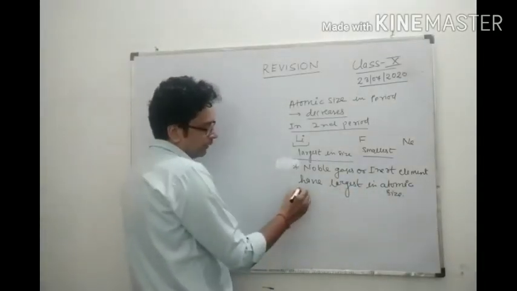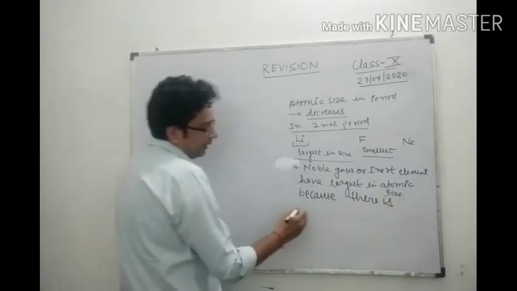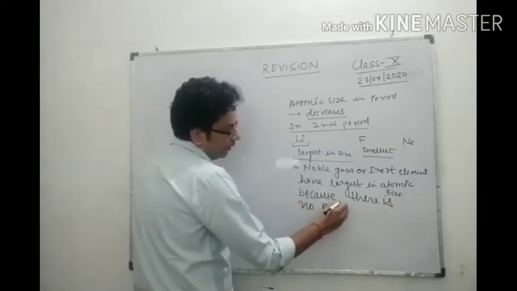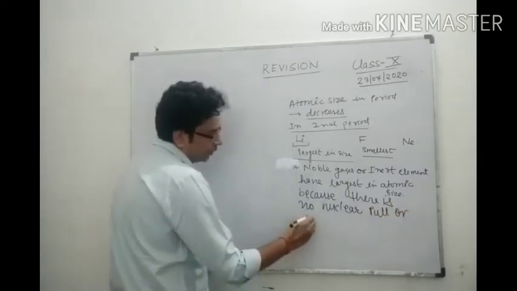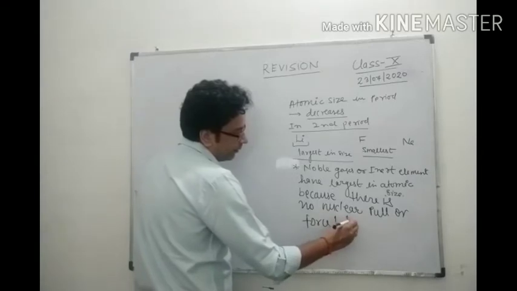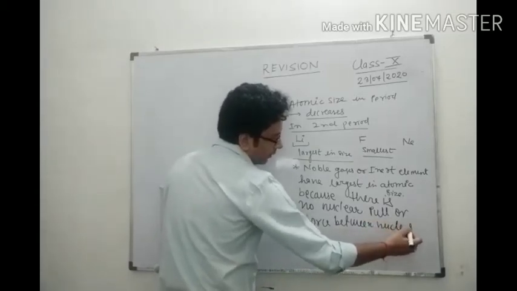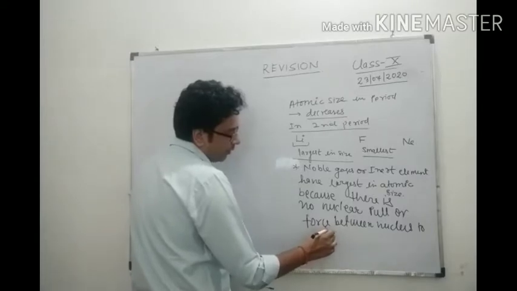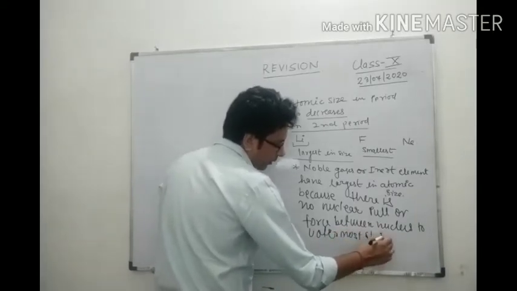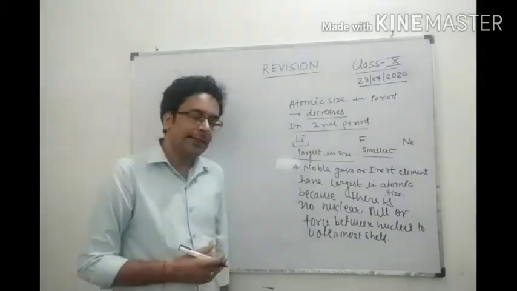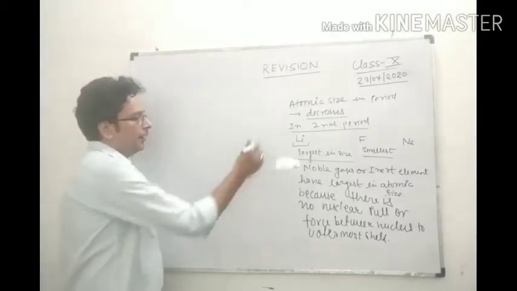Okay, why? Because there is no nuclear pull or force between the nucleus and the outermost shell, because they contain 8 electrons in their outermost shell. Now the second one, electron affinity.